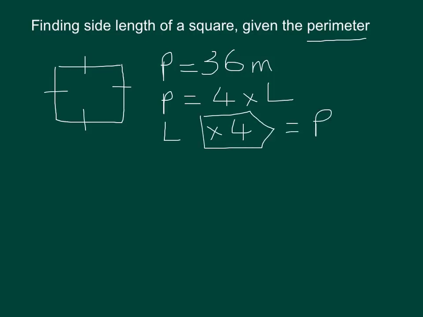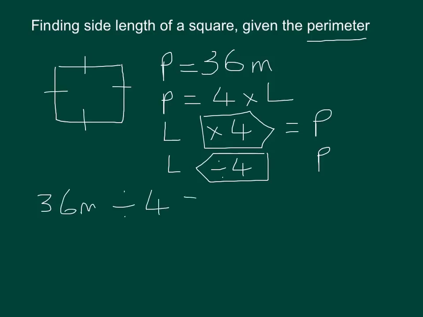So now we're trying to work backwards. We know the perimeter. How do we find the length of the side? We do the opposite of timesing by 4. We have to divide by 4 to find the length of the side. So in this case, we're going to do 36 metres divided by 4, and that's going to give us a length of side of 9 centimetres. So each of the sides is 9 centimetres.